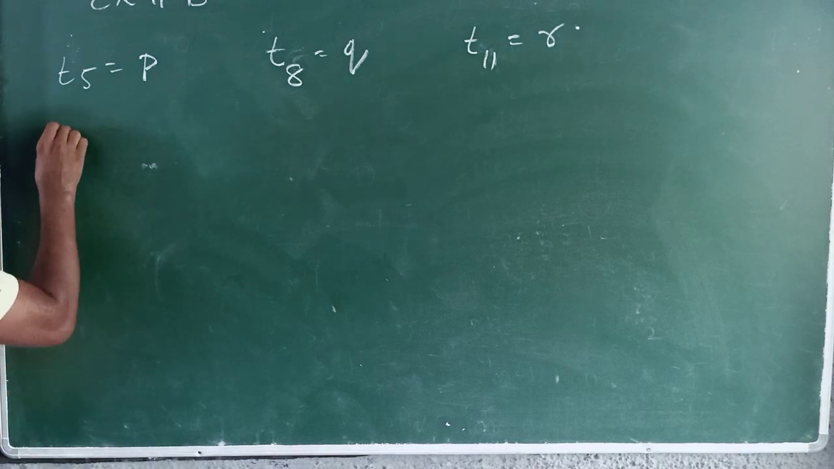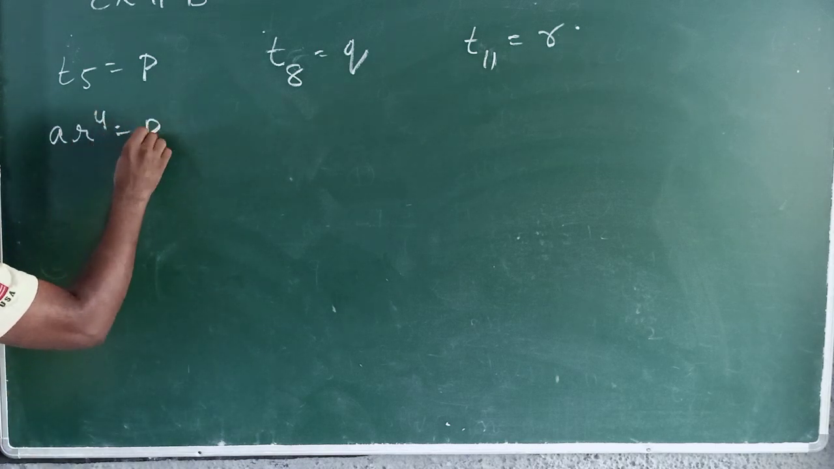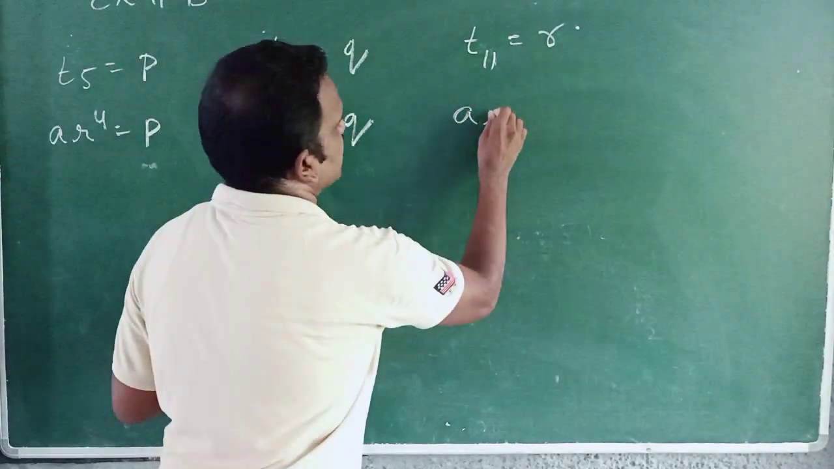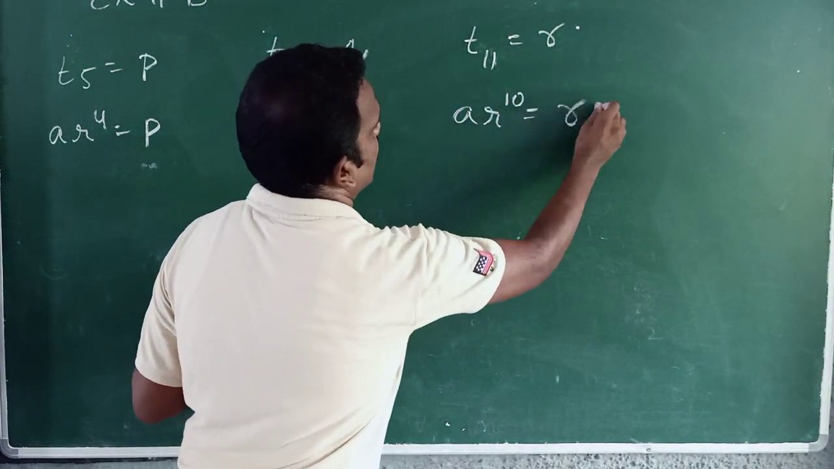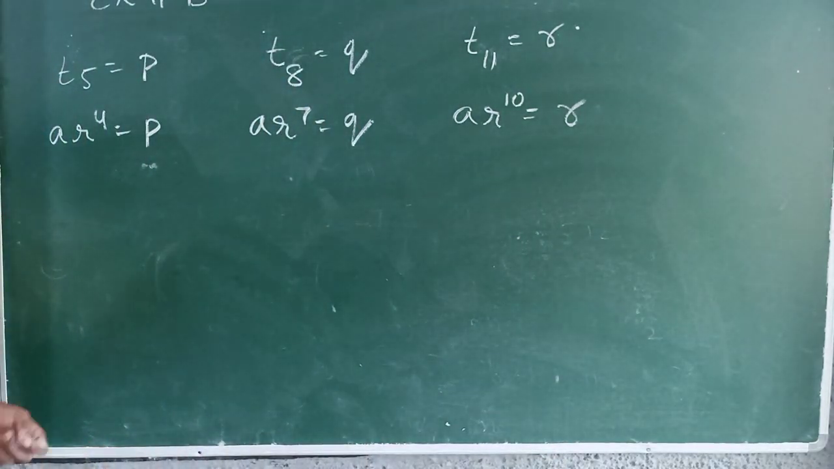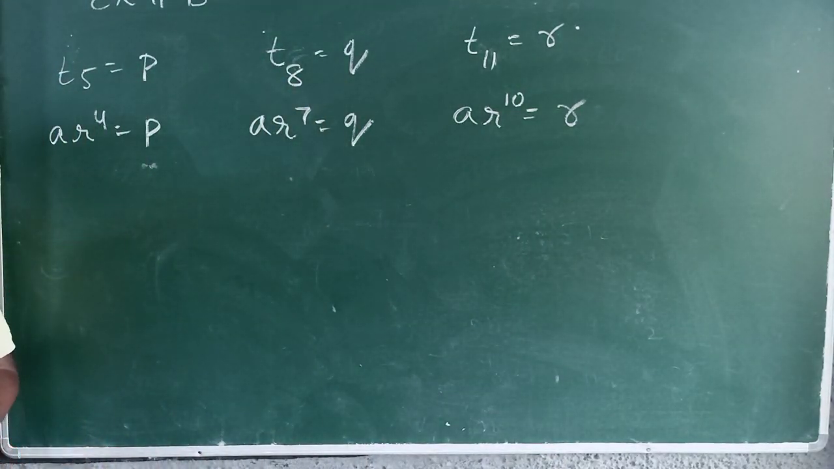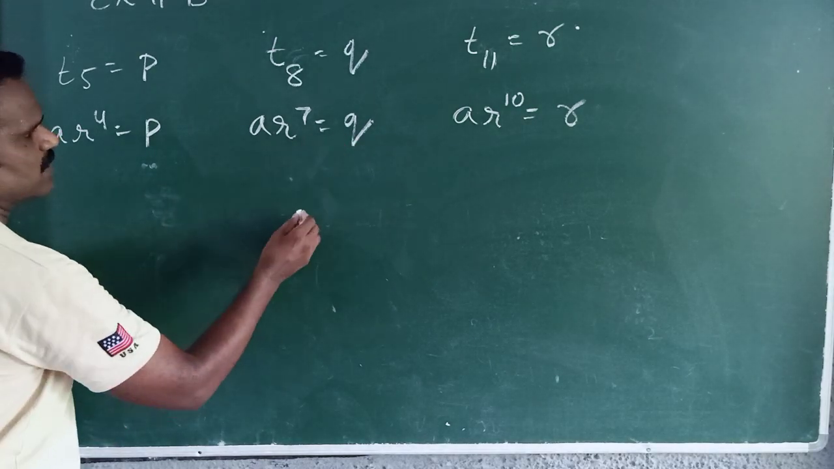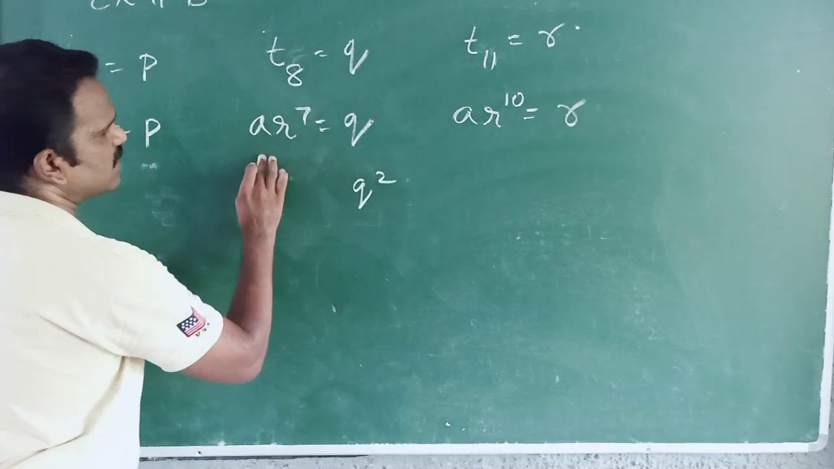So what we write? AR to the power of 4 is equal to P. AR to the power of 7 is equal to Q. AR to the power of 10 is equal to R. Using the formula A into R to the power of n minus 1. Now he asked us to prove Q square is equal to PR. So what we will do is Q square. From this I find out Q square.